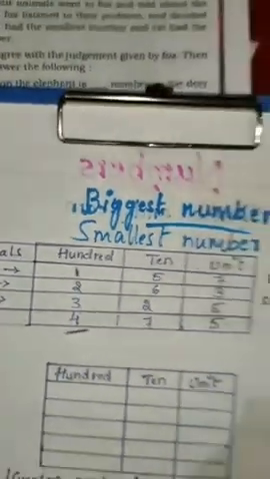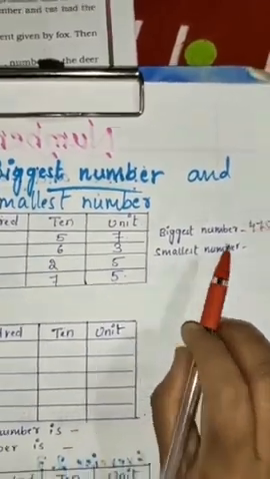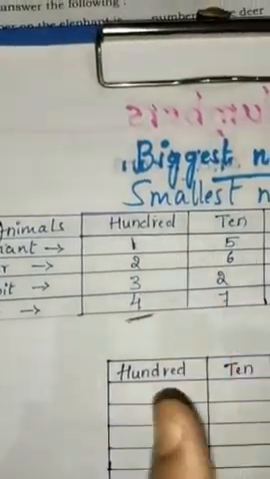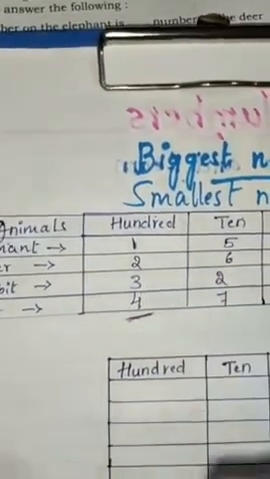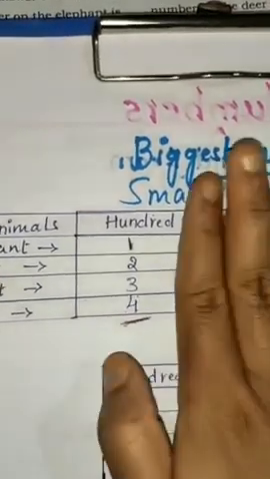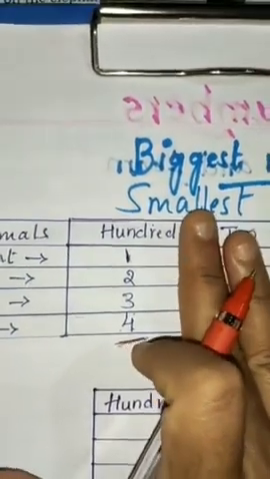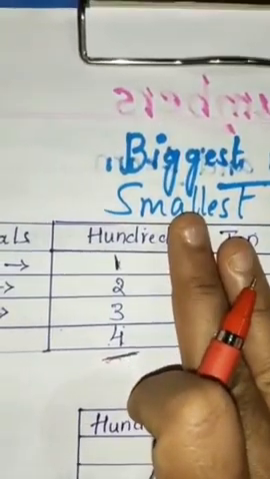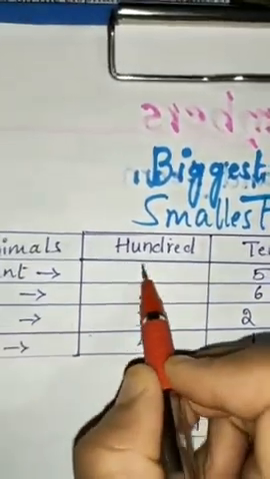Now, what you have to do? Let us see which is the smallest number. Let us see which animal is having the smallest number. So now, what you have to do, children? Yes, you have to start from the 100 place. So you have to start comparing the digits from the 100 place. Now you tell me which digit is the smallest digit here. Yes, which is the smallest digit in the 100 place? Yes, 1. 1 is the smallest digit, right?